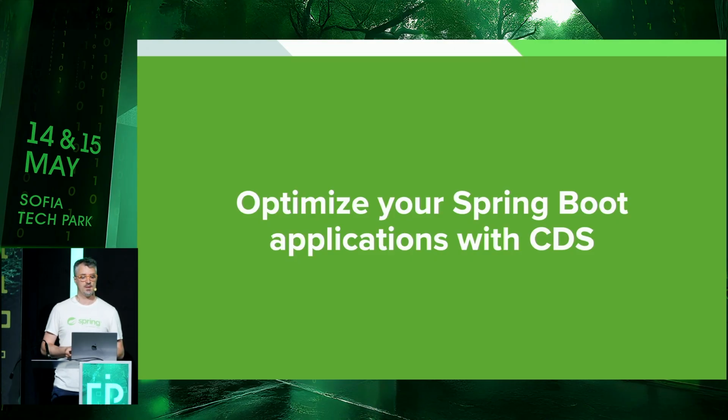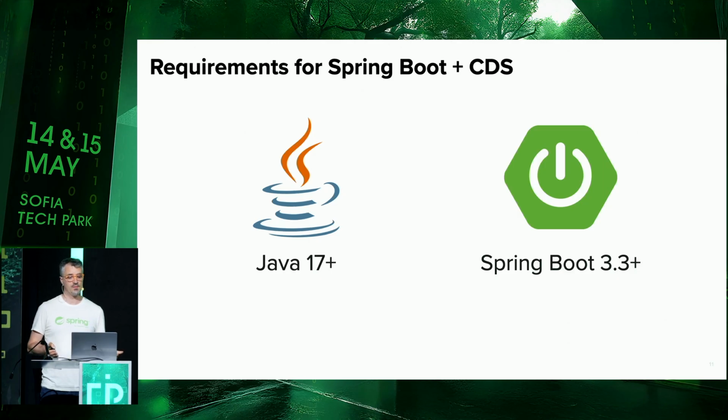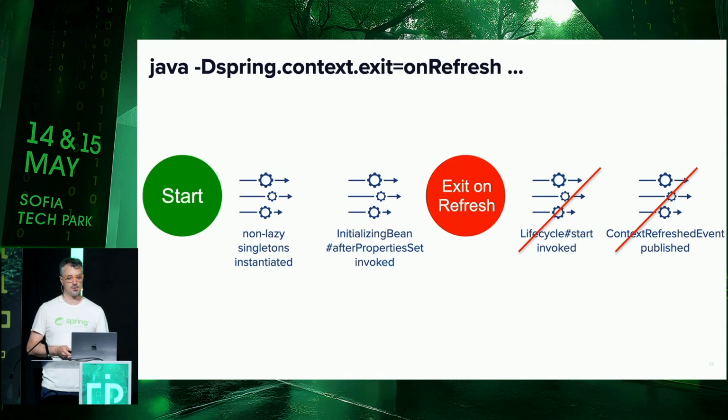So we are going to start with optimizing our Spring Boot application with CDS. The requirement for Spring Boot plus CDS is Java 17, because this is the baseline for Spring Boot 3, and we are going to require Spring Boot 3.3 because it provides a new feature that I'm going to explain just after. You will see that sometimes in my demo, I'm going to use -Dspring.context.exit=onRefresh. The goal of this flag, that you can use on any Spring Boot application with Spring Boot 3.2 plus, is to basically begin to start your Spring application, but not do the whole Spring lifecycle.